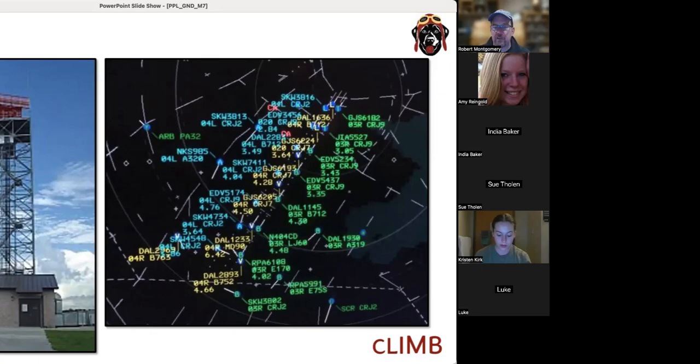Where are their aircraft? In some cases, they can tell what the altitude of the aircraft is. Sometimes they can tell what the ground speed of the aircraft is. They can tell all kinds of information about the aircraft by looking at the radar display. And what that radar display then allows them to do is monitor you, or tell you what to do, or a whole bunch of other stuff.